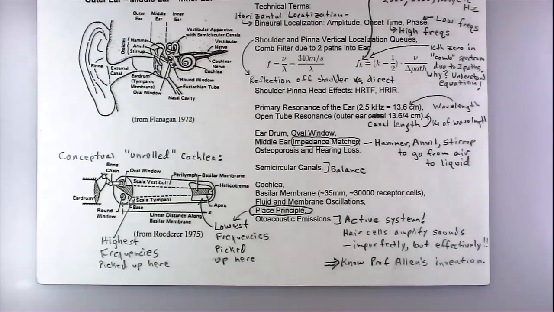It's only about 35 millimeters long. That doesn't vary very much by person. Obviously, it varies a little bit. And there's about 30,000 receptor cells. And again, you can calculate the number of receptor cells per millimeter. You can calculate all sorts of great things. But those oscillations are very important.